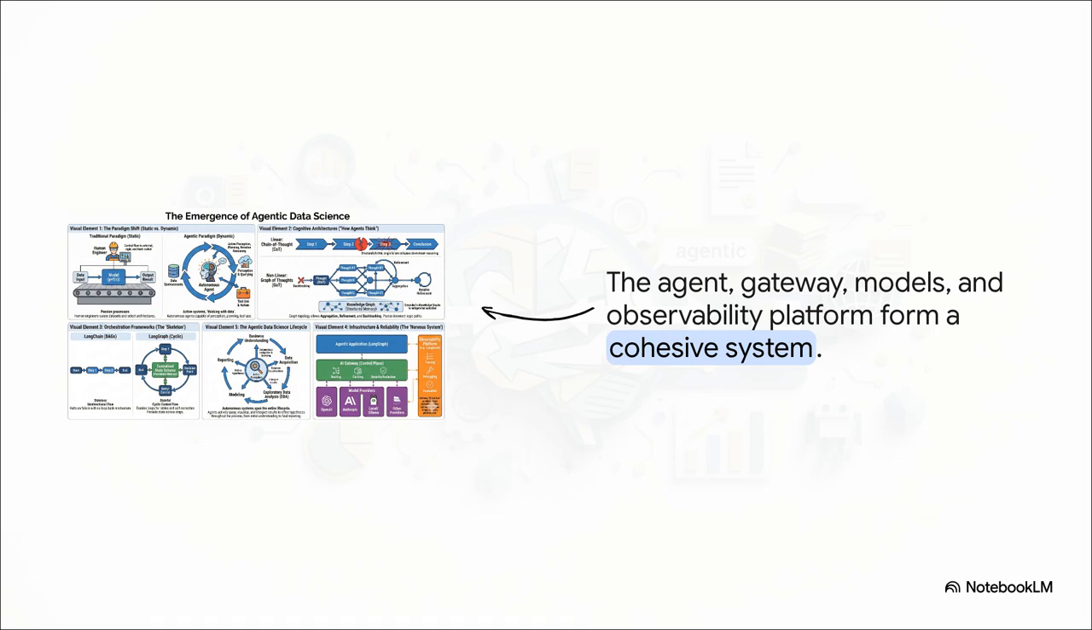So if we look back at our diagram, you can see how this whole nervous system clicks together. The agent, which is built on something like LangGraph, sends its requests through the AI gateway. The gateway sends them to the right model. And the whole time, the observability platform is watching everything, letting you debug and evaluate. It all works together to create a system that's not just smart, but also robust and reliable.